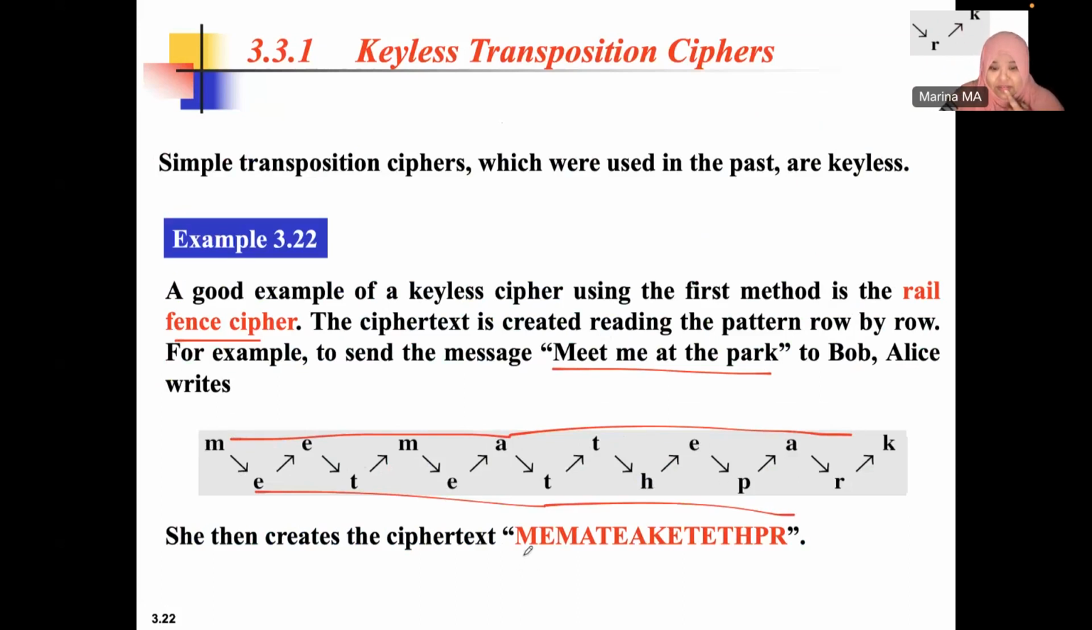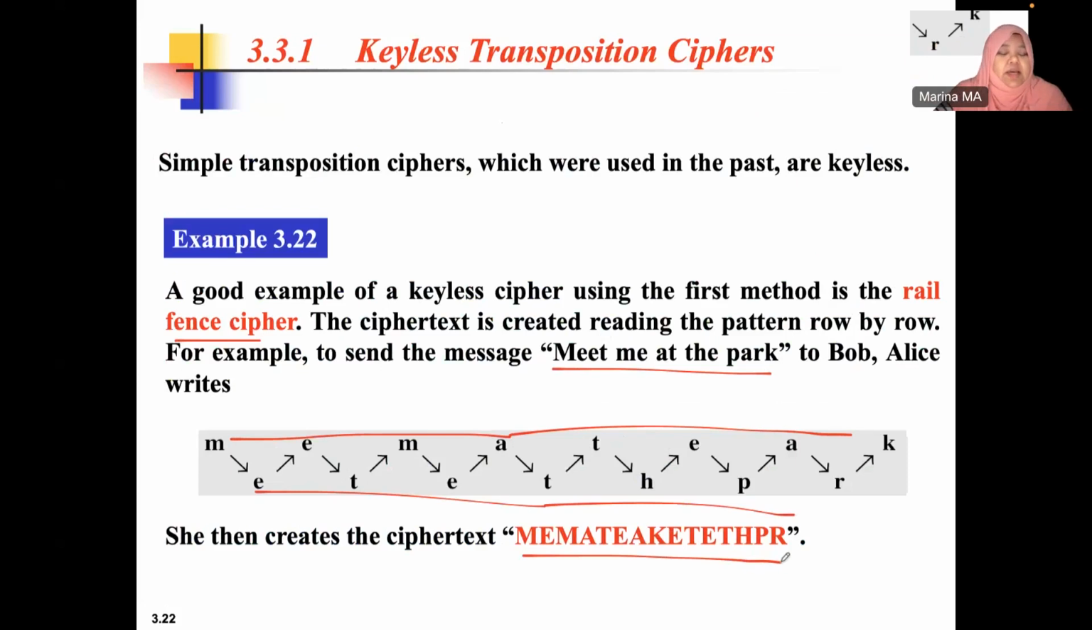So when you intercept the text, what you get is only the ciphertext, isn't it? What is this? You will never know that it actually means "meet me at the park", because you don't know that this is actually written row by row. So in rail fence cipher, you use two rows. Meet me at the park. So that's one example where you don't have a key.